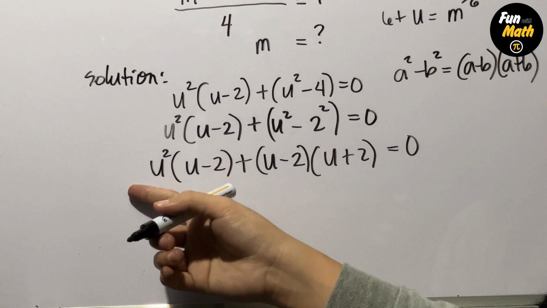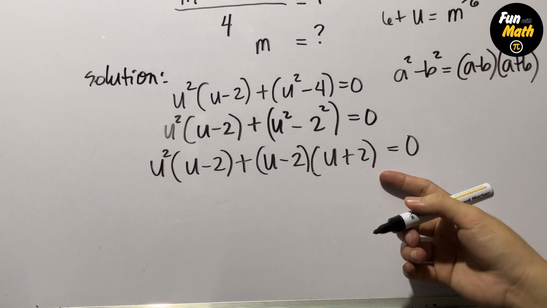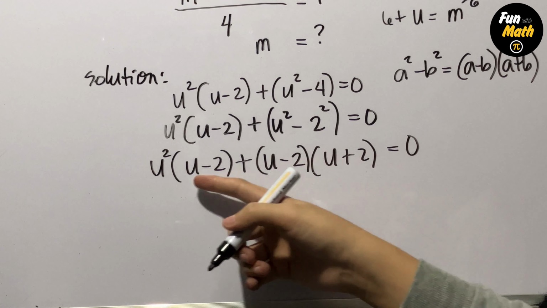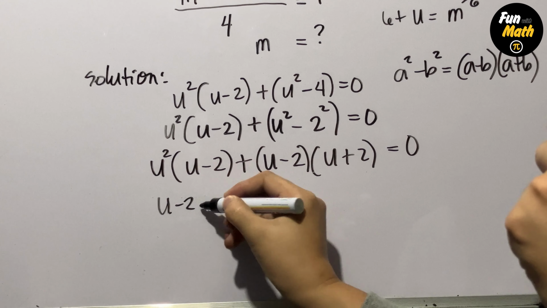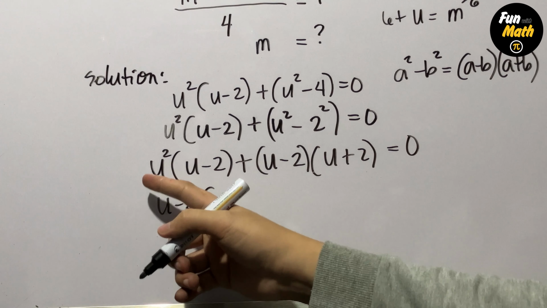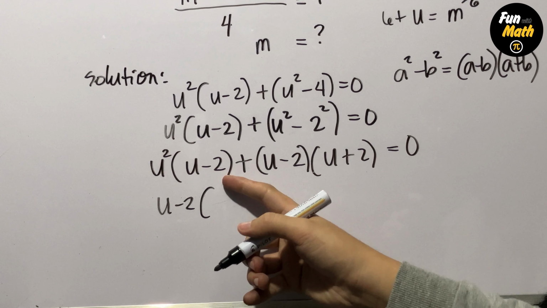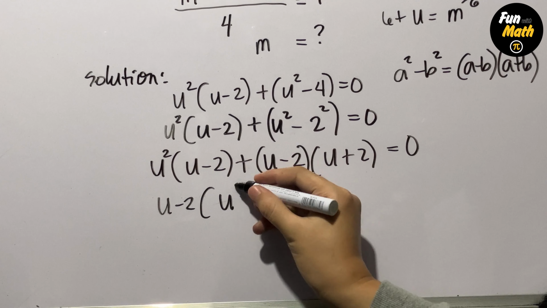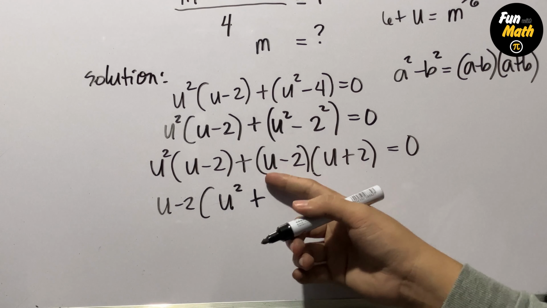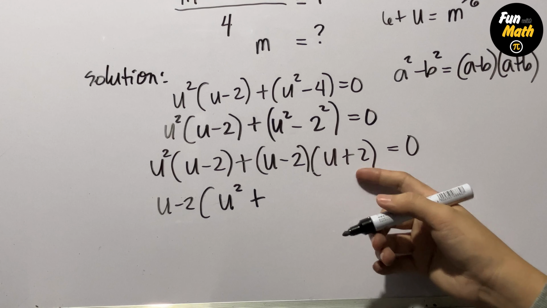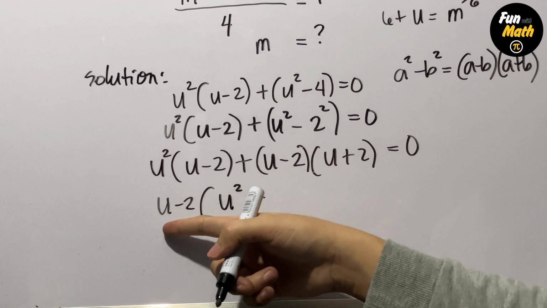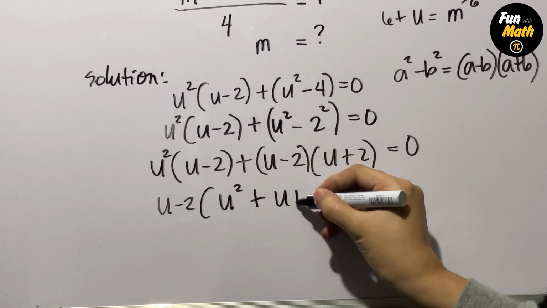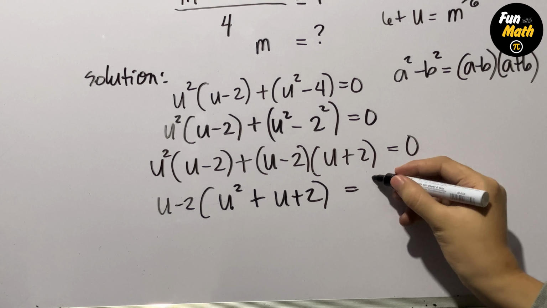Now, this pair and this pair, the common factor is u minus 2. So let's take it out: u minus 2, times u squared times u minus 2 divided by u minus 2. This is cancelled, and we're left with u squared plus u minus 2 times u plus 2 divided by u minus 2. This is cancelled. We're left with u plus 2 equals 0.